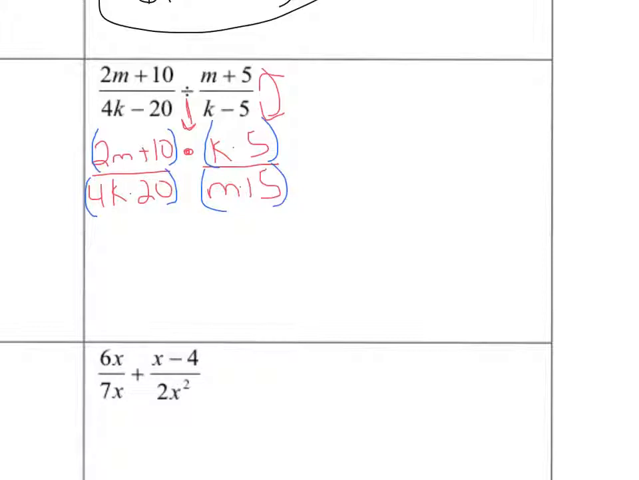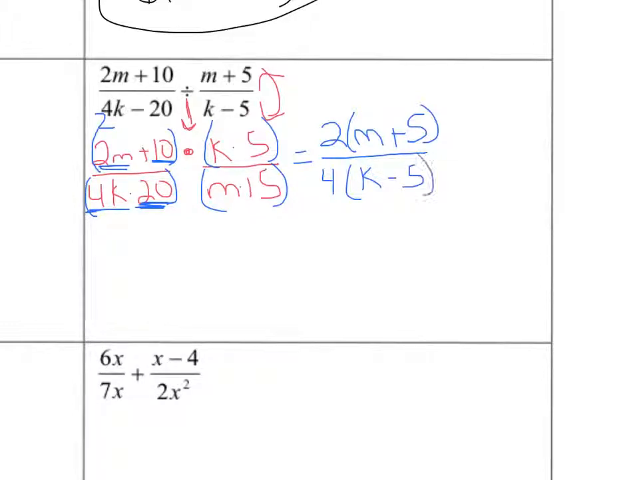But if I look at the top, I have 2m plus 10, and they can both be divided by 2. So I'm going to write the first fraction as 2 times, and if I take 2m divided by 2, I get m plus, and then 10 divided by 2 is 5 over. And then on the bottom, I can divide both 4 and 20 by 4. If I divide out that 4, I just get k. And if I divide 20 by 4, I get a negative 5.